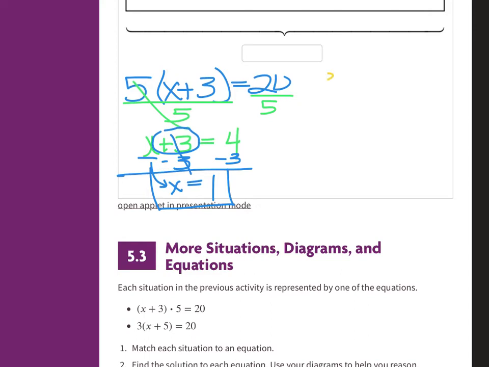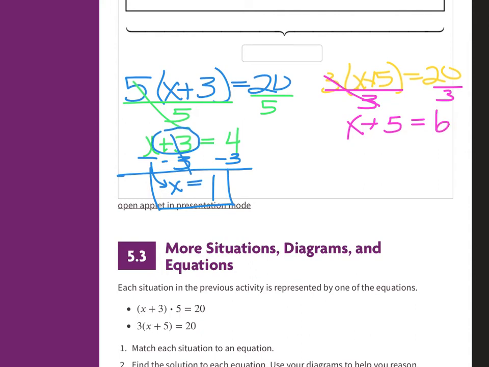we have 3(x + 5) = 20. So once again, there's parentheses in the problem. So first thing we can do is get rid of those parentheses so we can divide. So we're going to divide both sides by 3. So x plus 5 equals 20 divided by 3 is going to give me 6.666666666. And then we are going to subtract 5.